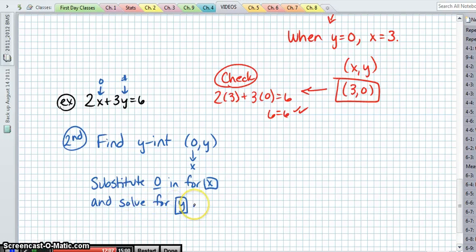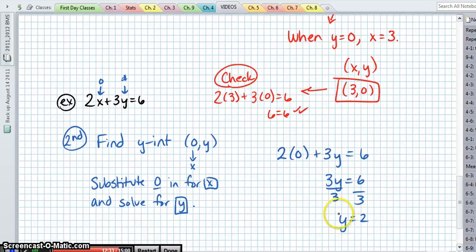Now again, you might be asking, how come I'm not just substituting any other number? We need to use the zeros in order to find the intercepts, where these lines actually cross the axes. You can put in other numbers. Those points just won't represent an intercept. So let's go ahead and see what happens. So 2 times 0 plus 3y equals 6. That drops out. We get 3y equals 6. Divide by 3. You get y equals 2.